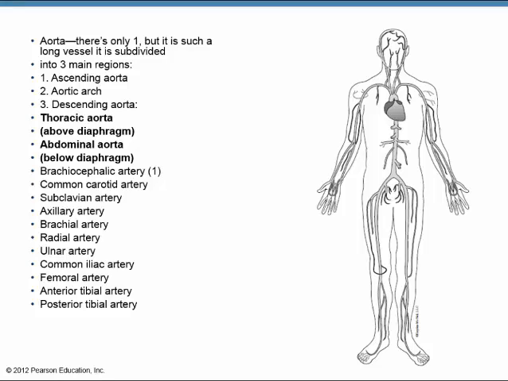The common iliac arteries branch and change their names, and as they move into the thigh, they become the femoral arteries. In the leg, the femoral artery ends by branching into an anterior and posterior tibial artery.